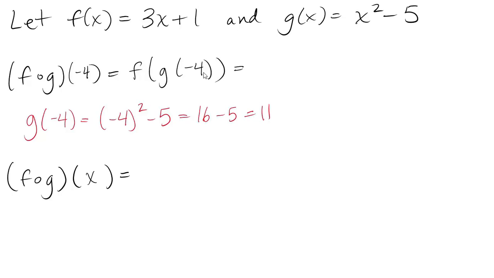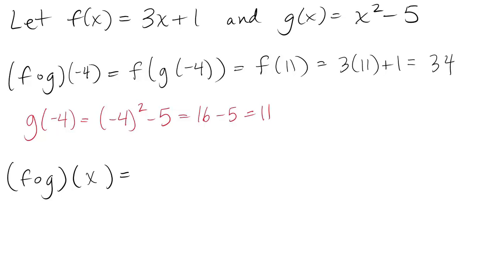That means f of g of negative 4 is just like f of 11, because g of negative 4 is equal to 11. We're first plugging negative 4 into the function g, then we're taking that result and plugging it into the function f. F of 11 is easy enough. That just means plug 11 into the function f. And 3 times 11 is 33 plus 1 is 34. So we've plugged negative 4 into the function g, then we took that result and plugged it into the function f. This is called composition of functions.